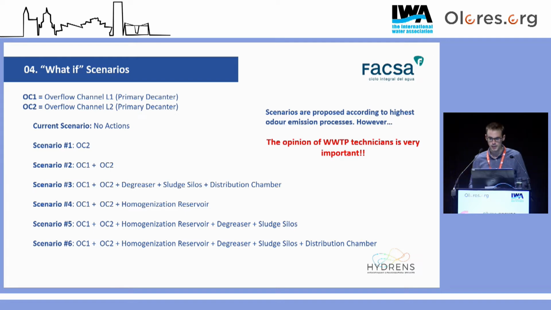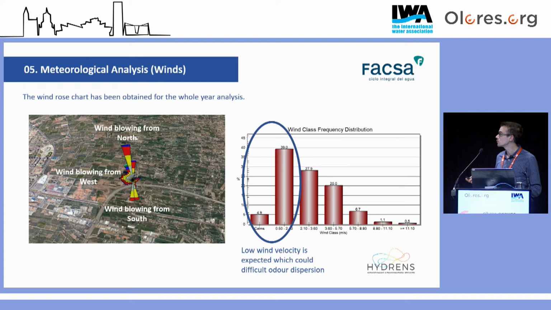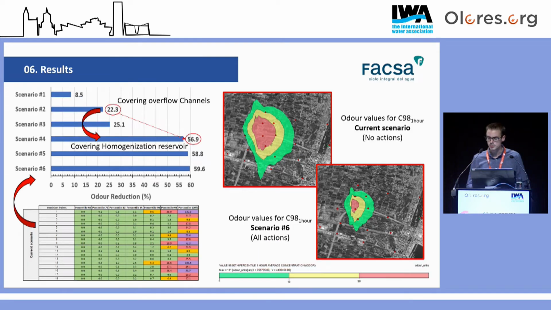These scenarios were proposed according to the highest odor emission processes, and in this part, the opinion of the wastewater treatment plant technicians was very important because they really know what's happening, what is easy to cover, what is not, where they have the perception of more quantity of odor. So in this part, it's very important to take into account their opinion. Then we did a very brief meteorological analysis, analyzing the wind frequency distribution and the main direction of the wind. And finally, we get some results.